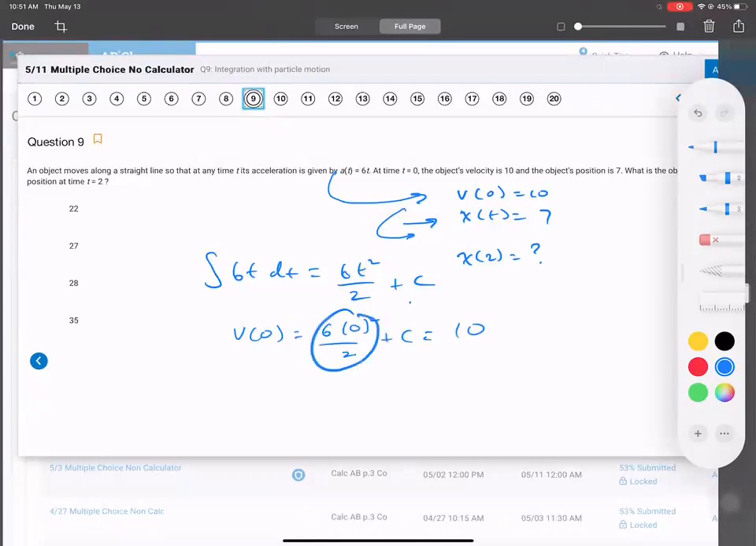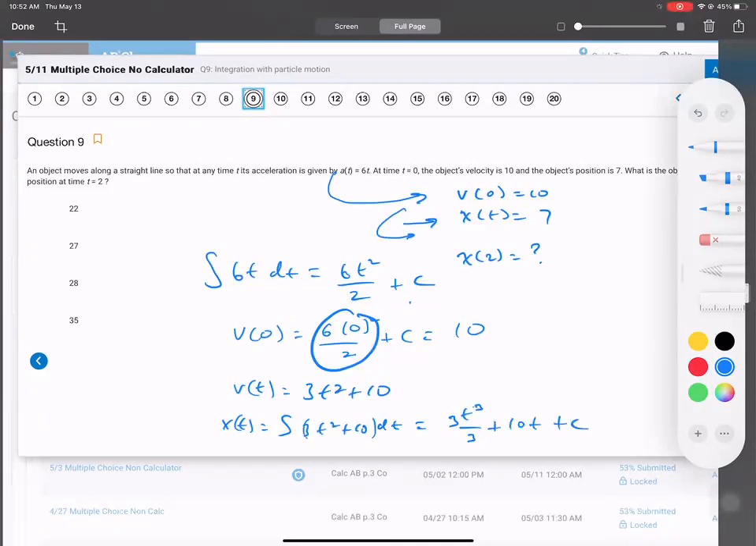So that's just 0. C is 10. Great. So our velocity at t is equal to 6 divided by 2, which is 3, t squared plus 10. Right, let's take the integral of this to go backwards. So our x of t is equal to the integral of 3t squared plus 10 dt, which equals 3t cubed over 3 plus 10t plus c.